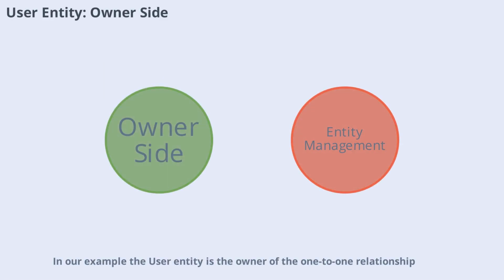In our example, the user entity is the owner of the one-to-one relationship. It contains the @JoinColumn annotation, which defines the foreign key and manages the association. This means that any changes to the relationship, like assigning a new profile, are handled through the user entity, ensuring consistency in your data model.